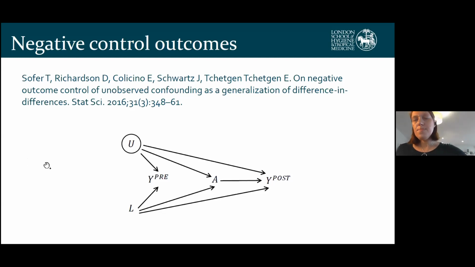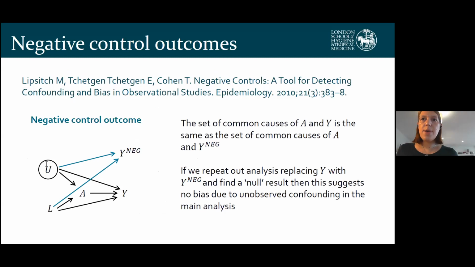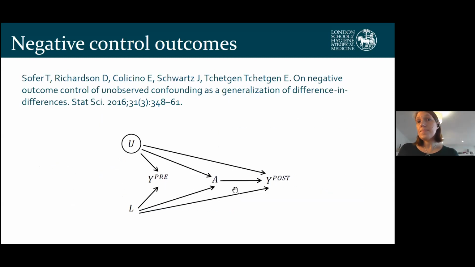So this DAG here is really like this DAG we had on the previous slide, except I'm thinking of this negative control outcome as being a pre-exposure outcome. So here we've got our post-exposure or post-treatment outcome. Let's call it Y post, our treatment here. And this is a pre-exposure outcome. So the same thing, but measured before the exposure or treatment. And again, we've got these measured confounders L, unmeasured confounders U.